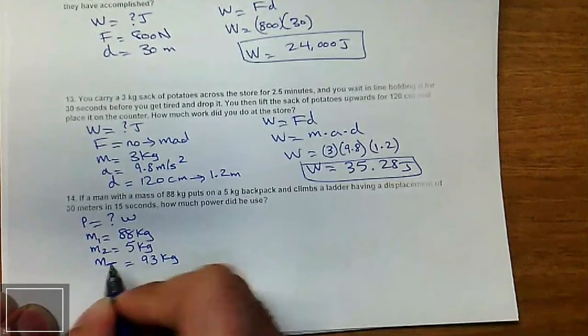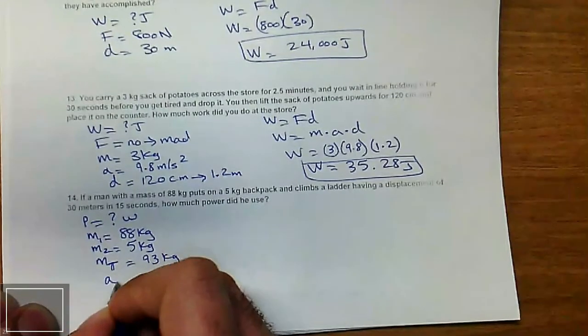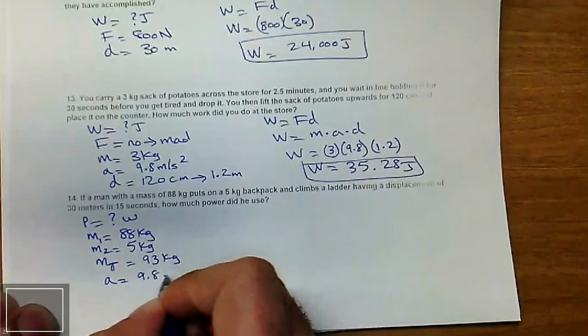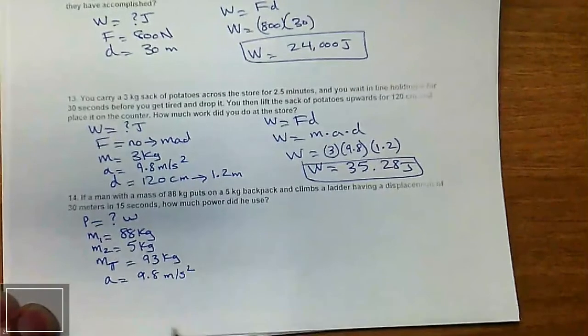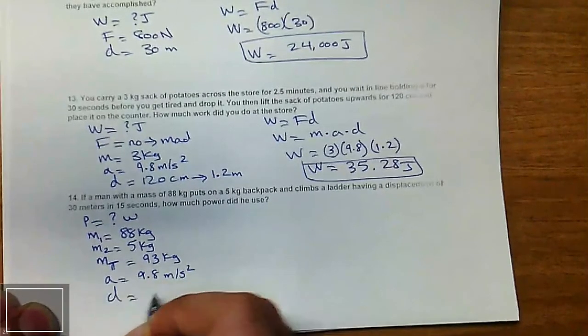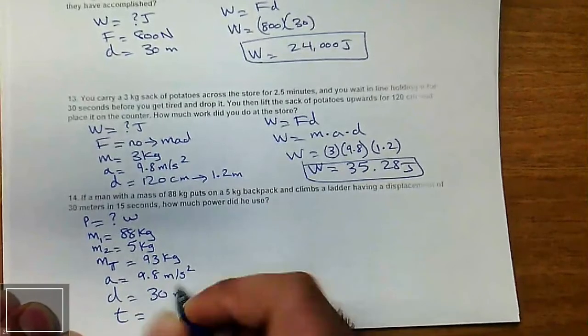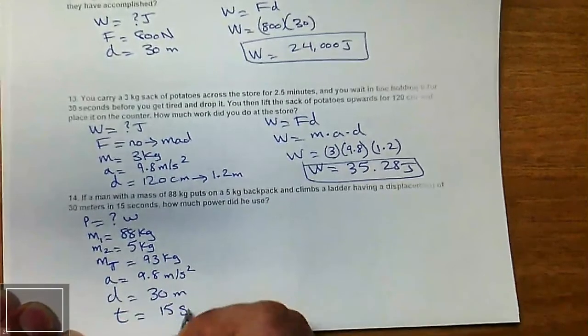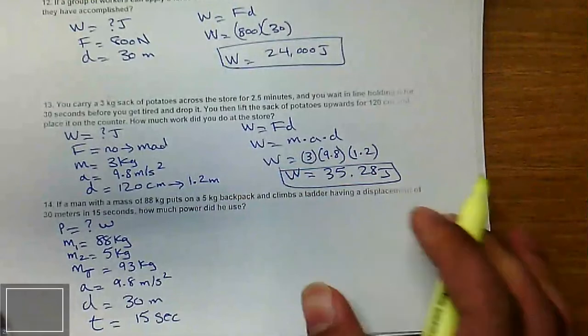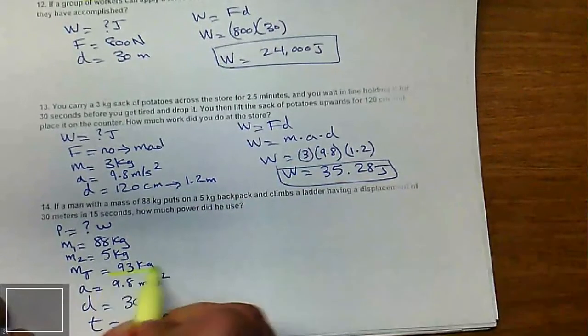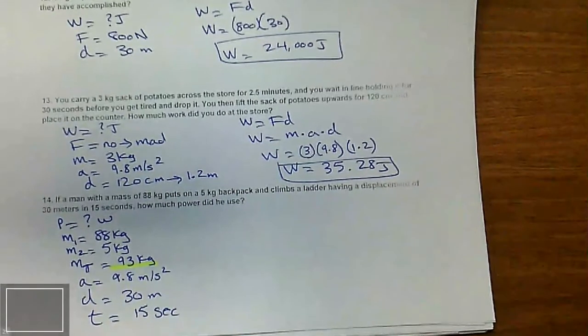Now, there's no mention of force, so no force means we get mad. So you got to put an acceleration due to gravity, 9.8 meters per second squared. Distance is equal to 30 meters, and our time was equal to 15 seconds. So like I said, we're going to be using this mass over here.